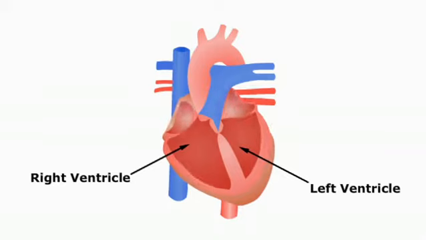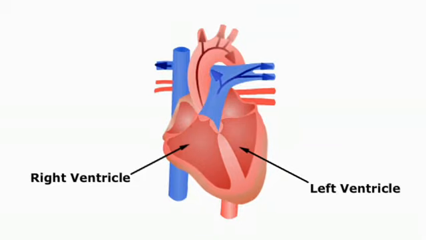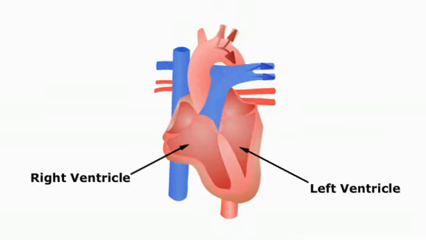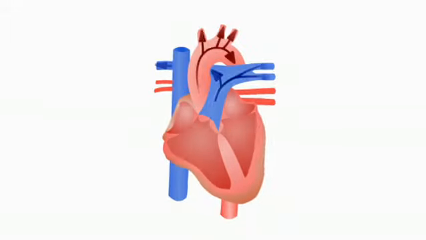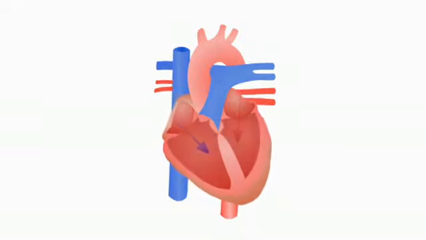Once the ventricles are full of blood, they in turn contract and eject their contents. Blood from the right ventricle travels to the lungs to pick up oxygen, and blood which has already been oxygenated in the left ventricle travels to the rest of the body's cells and organs.